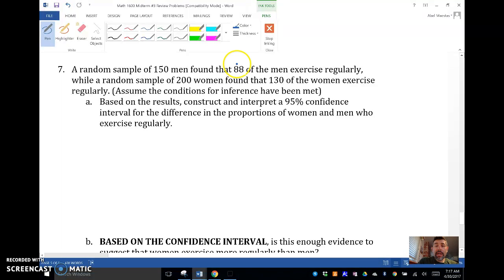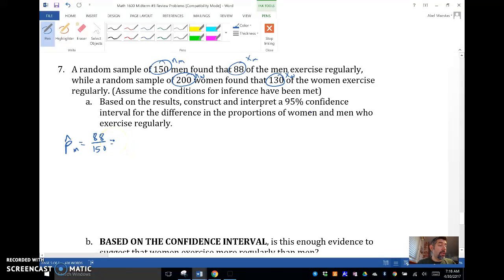So we've got 88 out of 150 men that say they exercise regularly. So 88 is going to be XM, and 150 is NM. That's the total number of men. This is the total number of women, and 130 of them said that they exercise regularly. So first, I'm going to have to find P hat M. Now, P hat M is the proportion of men that said they exercise regularly. So that's 88 out of 150.